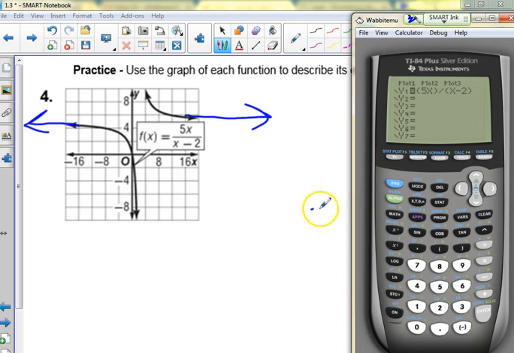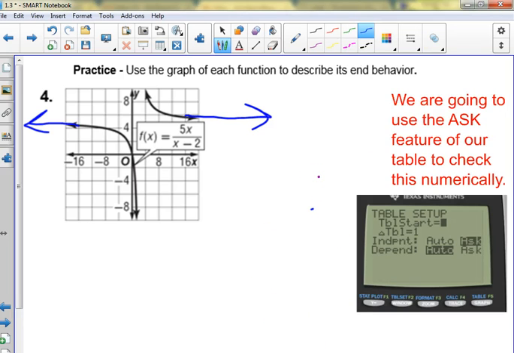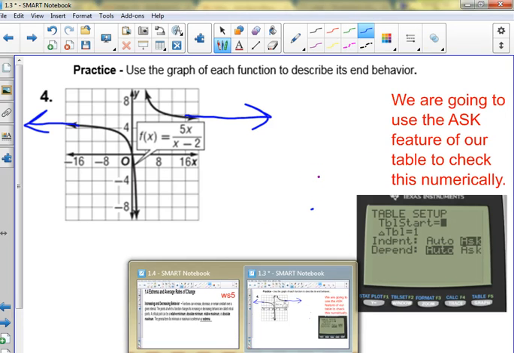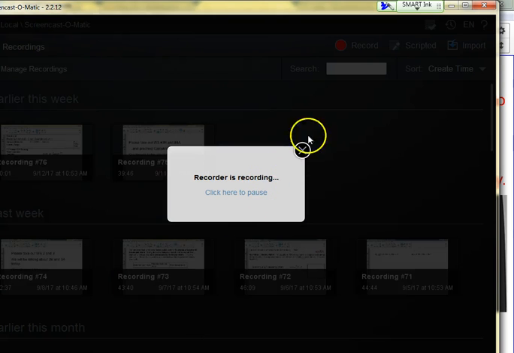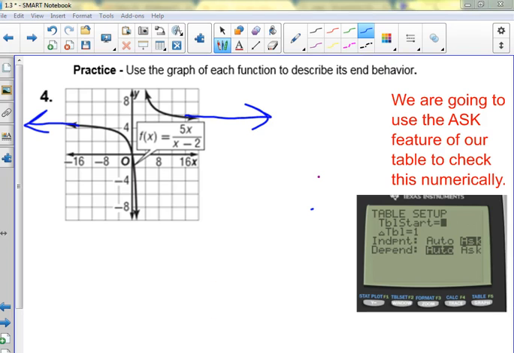All right, if I do a zoom 6, standard window to see what's going on, it's not horrible, right? I can see a little piece of it. I should probably change it. I don't really care because I'm going to use the table anyway. Where did I just lose the graph? Nope, that wasn't it. Sorry.